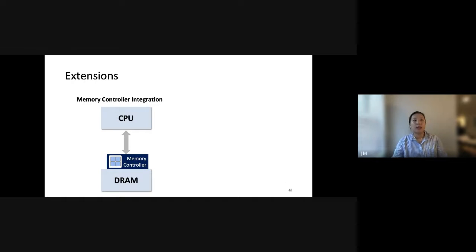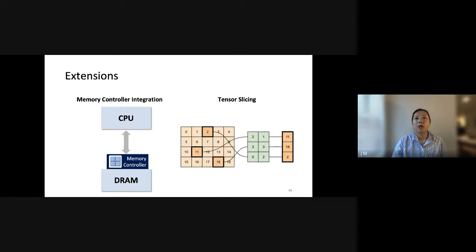So as extensions, we are planning to implement our relational memory engine into the memory controller so that we can further enhance the data movement from DRAM to CPU. And we are also trying to expand the application. We believe that the data reorganization can also be beneficial in other data intensive applications such as tensor slicing. And so we are working on that as well.